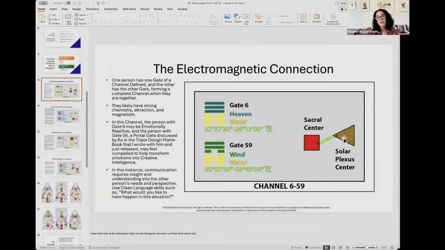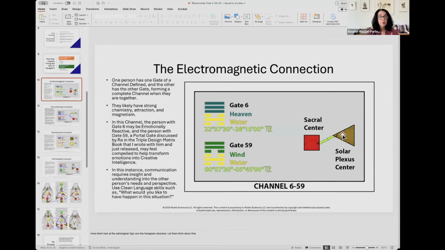So I picked the channel 59-6 to illustrate the electromagnetic connection. Now, in an electromagnetic connection, one person has one gate and the other person has the other gate. So a complete channel is formed, each one of them giving part. So they likely have a strong chemistry, a strong attraction, because as we know, opposites attract each other.